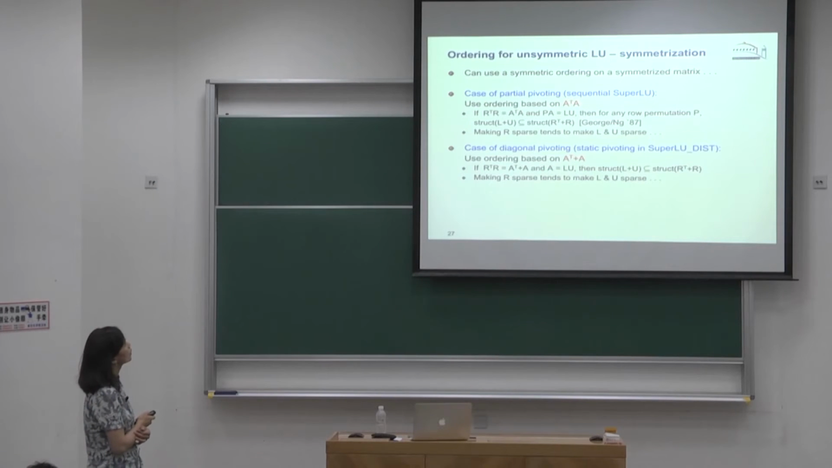The homework I put in the exercise at the end of this lecture is for you to show that if you have a Cholesky factor of A plus A transpose, ignoring the numerical values and just looking at the pattern, and then you factor A as LU without pivoting, then the non-zero structure of this LU factor is contained in the non-zero structure of the Cholesky factor, the two parts. This is one of the homework assignments you can do. This one is relatively simple.